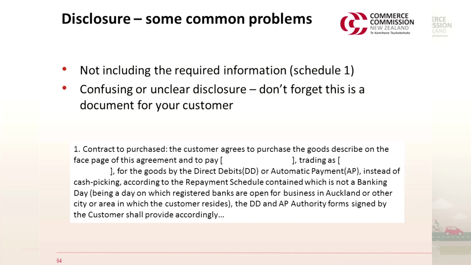1, contractor purchased. The customer agrees to purchase the goods described on the face page of this agreement and to pay James McIvor Trading as James, for the goods by the direct debit, DD, or automatic payment instead of cash picking, according to the repayment schedule contained, which is not a banking day, being a day on which registered banks are open for business in Auckland or any other city or area in which the customer resides. The DD and AP authority forms signed by the customer shall provide accordingly.